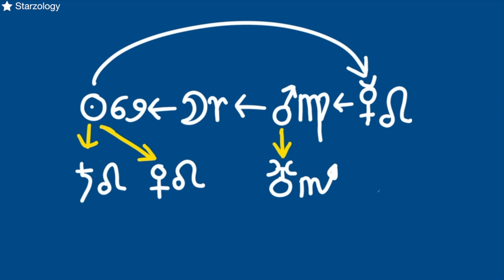So here we have it. The Saturn is in Leo and Venus is in Leo, so they both go below the sun. And then Uranus is in Scorpio, so that goes below Mars because Mars rules Scorpio.